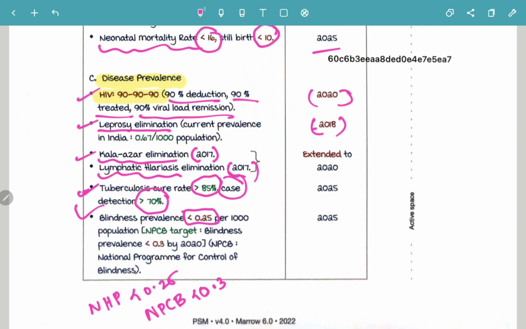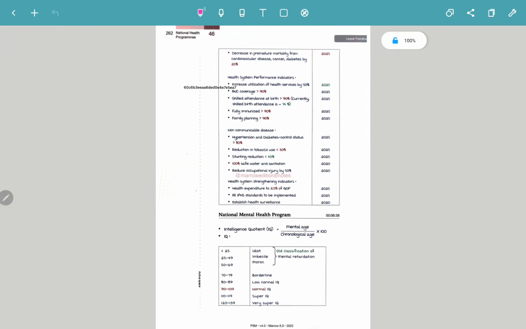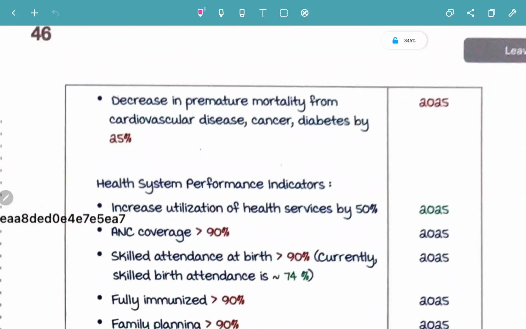Blindness prevalence should be less than 0.25 according to National Health Policy, and according to NPCB should be less than 0.3. Now moving on to the next target.